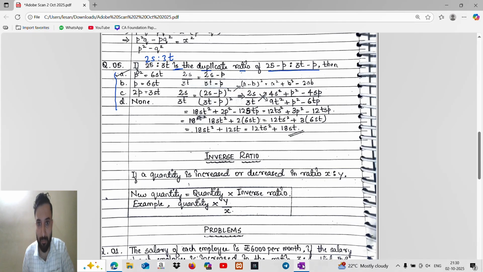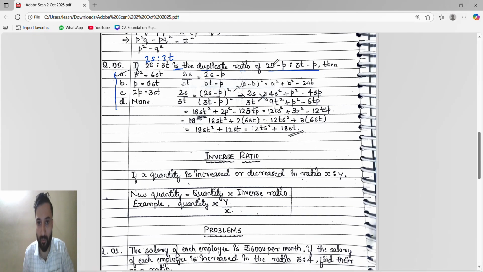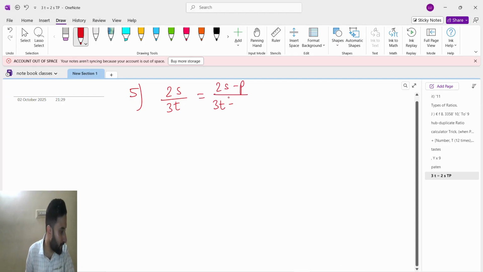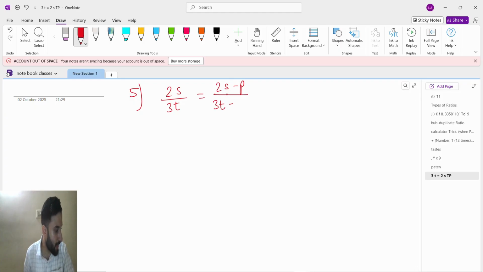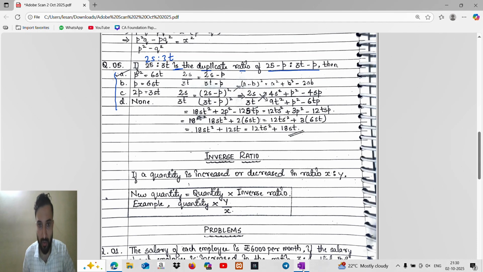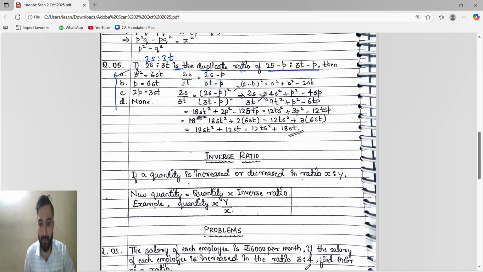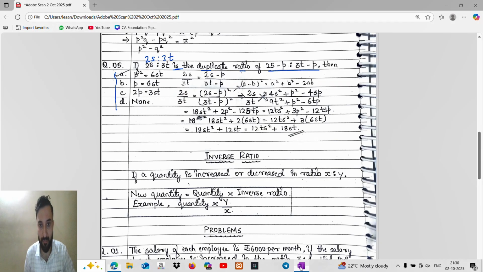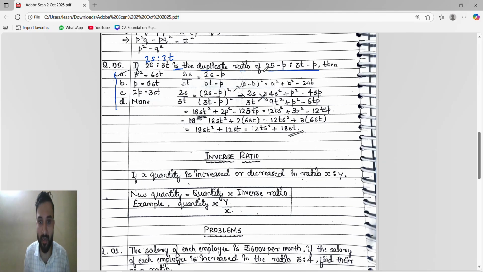So 2s minus p divided by 3t minus p. Okay, so what is this? Square. The duplicate ratio of this, right? What they had given? They had given the duplicate ratio. See here, 2s is to 3t is the duplicate ratio of (2s minus p) divided by (3t minus p).